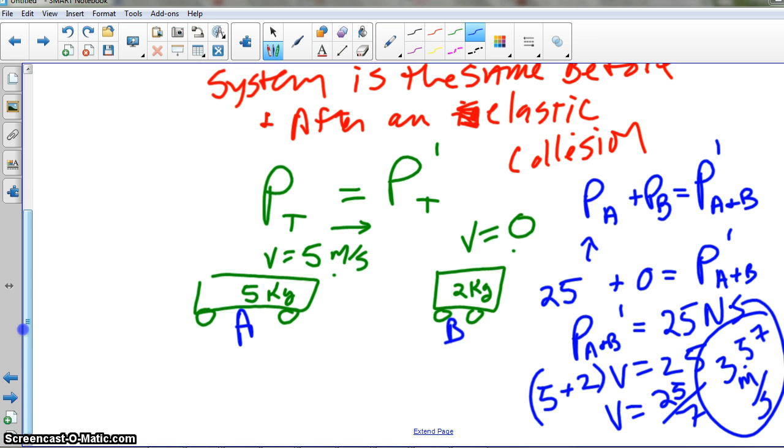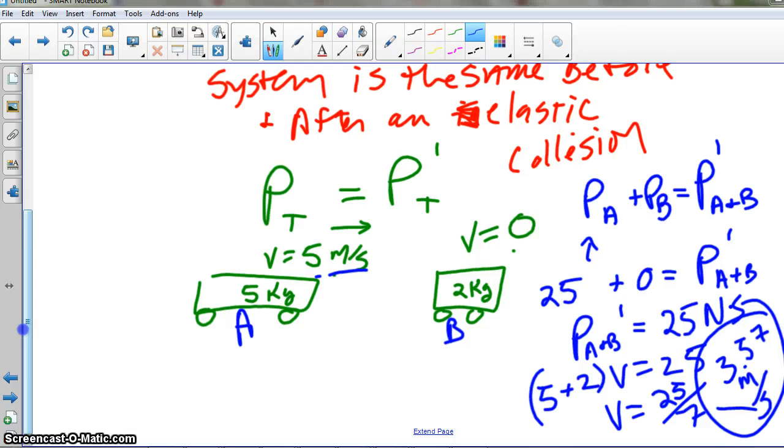So we just found that this object, let's go back to the original question. I asked, will it continue, will it slow down, will it speed up, same speed? At least one of you guessed it slowed down. Turned out that you were correct because it started at 5, and afterwards the two together is 3.6.